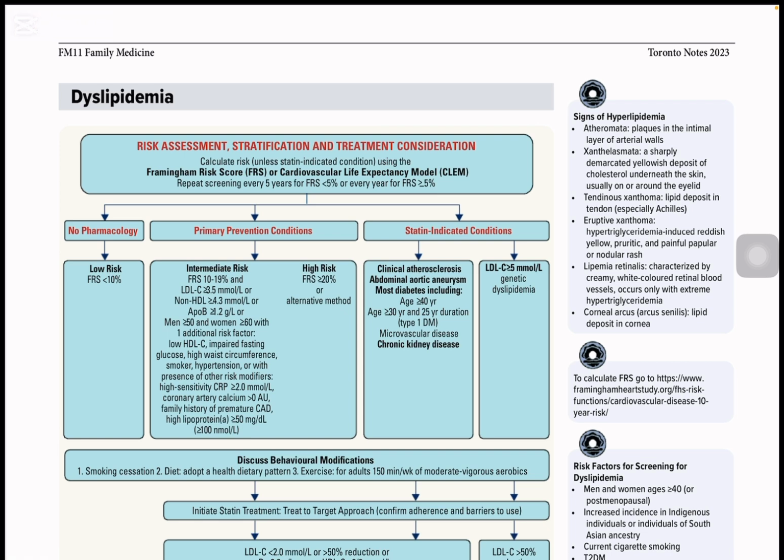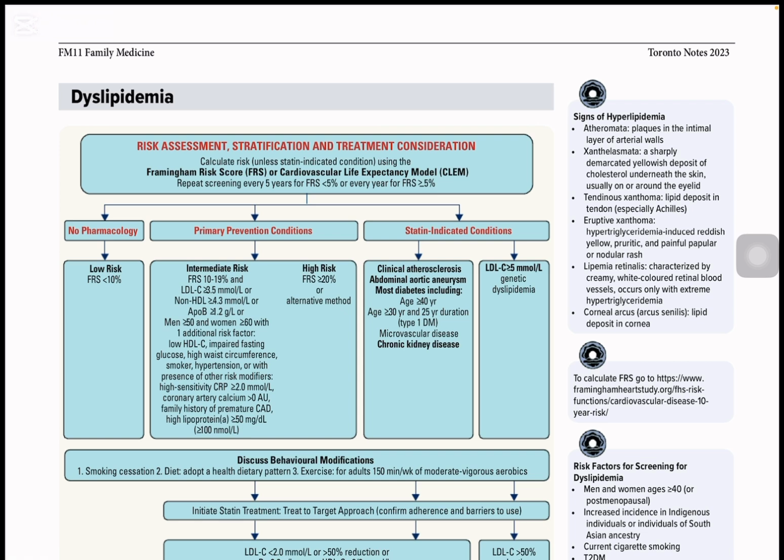Now, what are the statin indicated conditions? No matter what, you have to give statin. That is clinical atherosclerosis, abdominal aortic aneurysm, most diabetics, including more than 40 years, or more than 30 with 25-year duration, type 1 diabetes, microvascular disease, CKD. So these are the conditions where you have to give statins.